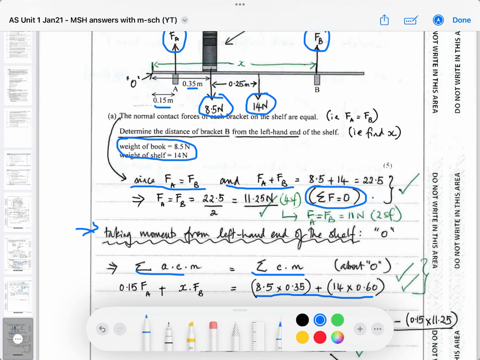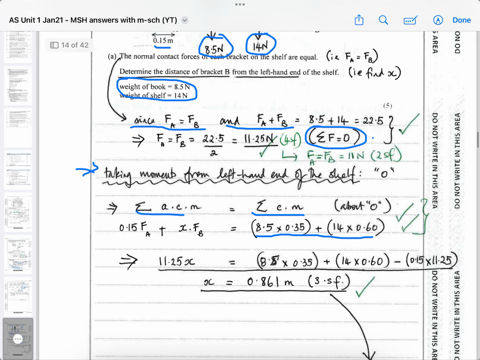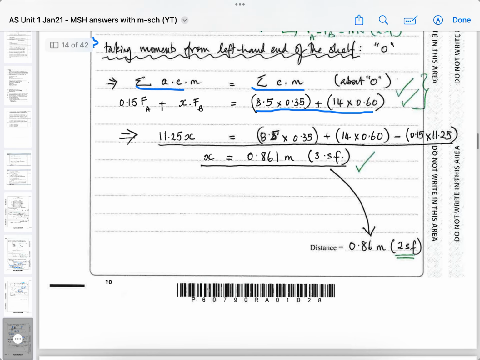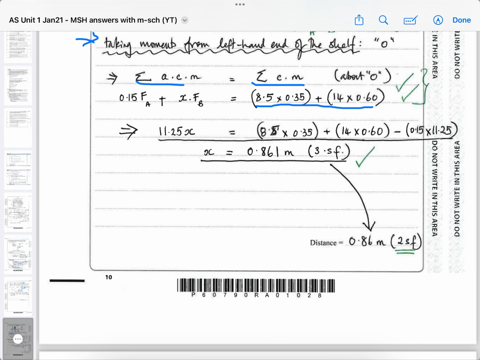You've already got a mark for working out the forces are around 11 newtons, but I would use the accurate value 11.25 in my calculations. So you'll see you put the numbers in for the final part, taking moments from the left-hand side. The sum of the anti-clockwise moments equals the sum of the clockwise moments about the 0 point of the measuring, and you put the numbers in and change the subject of the equation round. You'll see that 11.25x will be equal to whatever's on the right-hand side, which is all known. Divide it to 3 significant figures, you get 0.861 meters according to the mark scheme.